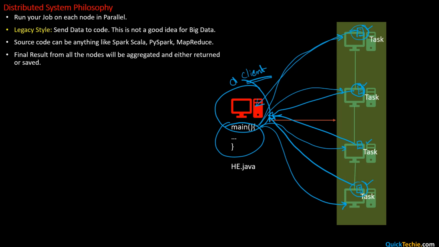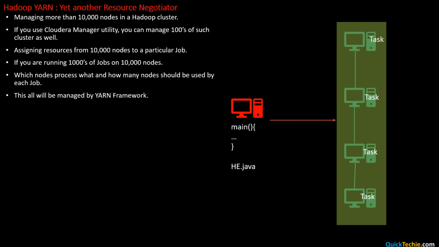So that is the distributed system philosophy. What is the basic idea here? The very important thing is not to send data to code, but to send code to data. This is your code, and you are sending it to the data. Okay, now let's move further.